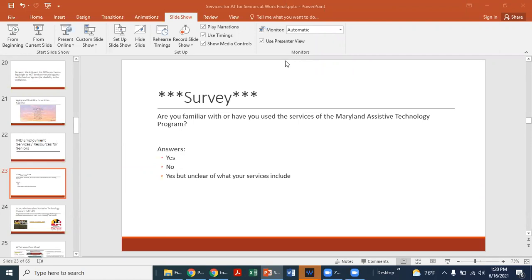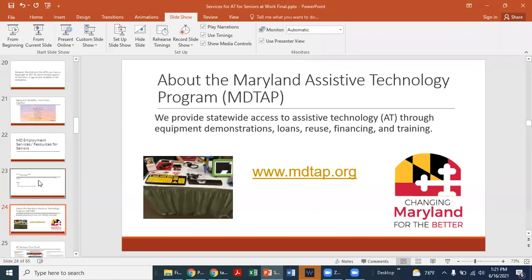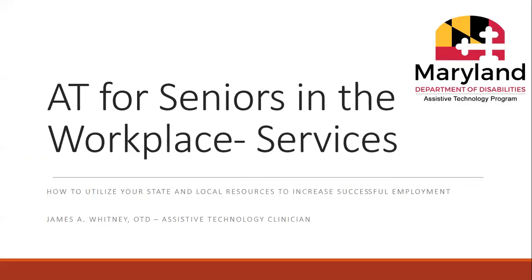All right, we have 31 out of 38 votes. I'll give it just a couple more seconds here. All right. So it looks like mostly yes, over half yes, but then the other half no, and then not clear of our services. So that's a great way just to see where everyone's at as far as our participants here, and give me a better idea of how I should explain things.